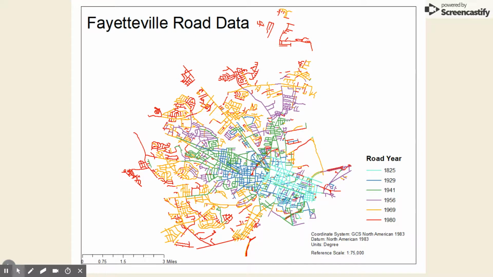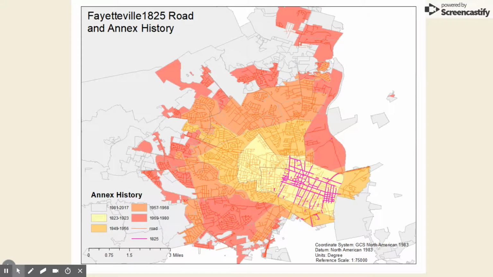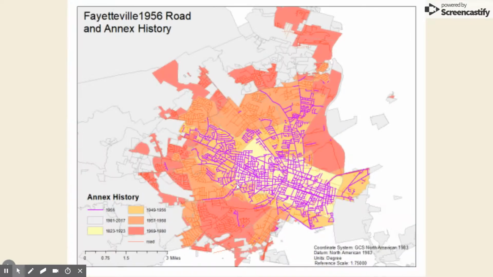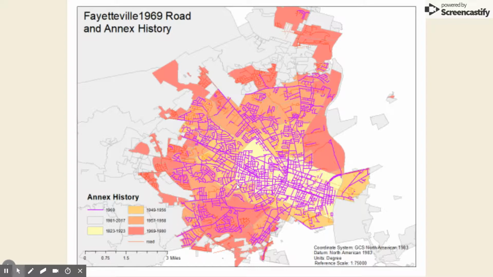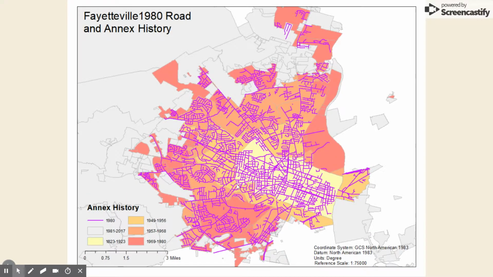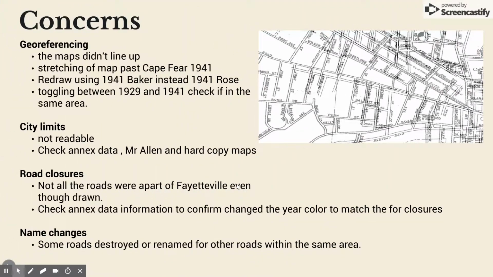We started down here, and it actually spread westward. Funny thing is that Fort Bragg is up here, and I'll discuss that later on. But this is just the annex information, the growth of Fayetteville, and let me tell you, Fayetteville is the way that it is because of annexation. Main concerns: georeferencing. Yes. Overlaying.